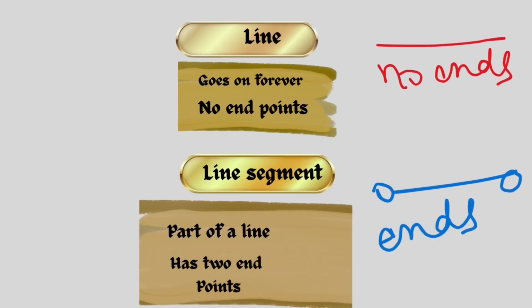Now next is line. What is a line? A line has no end points. It is infinite. It can go on forever in both directions. And a line segment is a part of a line, but it has end points. Okay. A line segment always has end points.